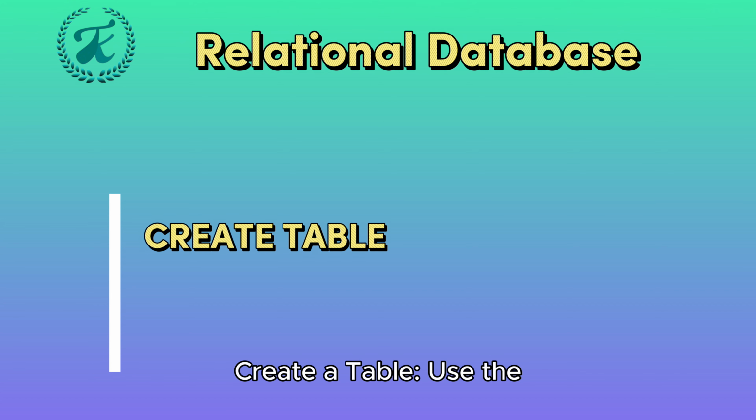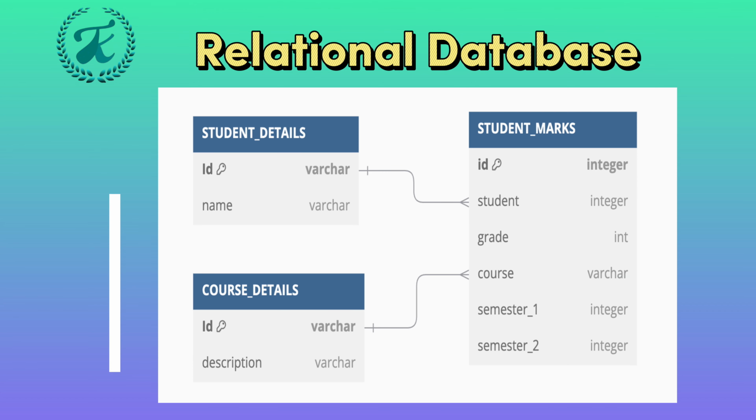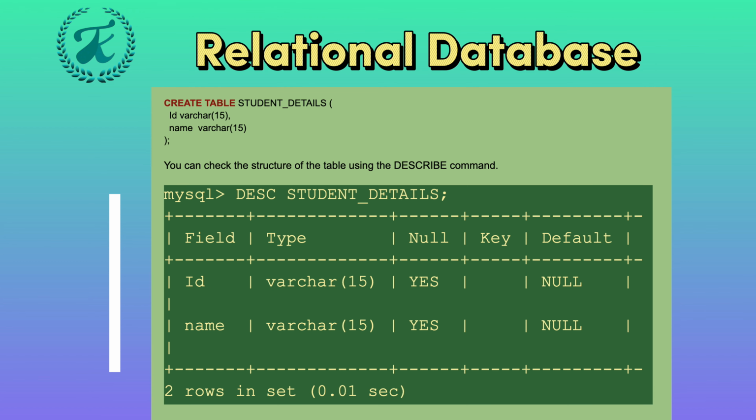Create a table. Use the create table command. Let's create 3 tables based on this database relationship diagram. The student_details table stores student IDs and names. The course_details table holds course IDs and descriptions. And the student_marks table records the marks of all students across their courses. After creating the tables, you can check their structure using the describe command.